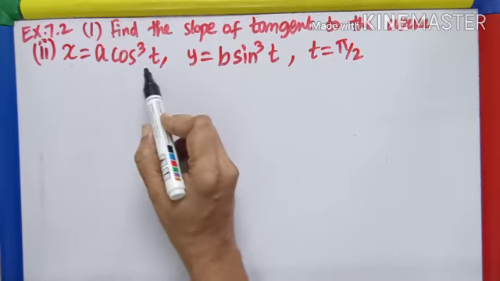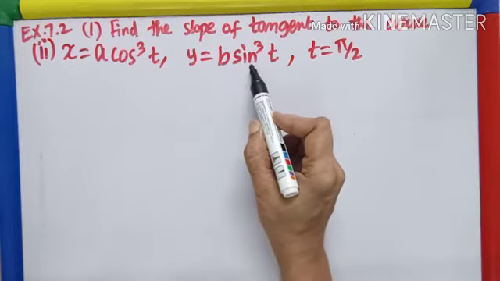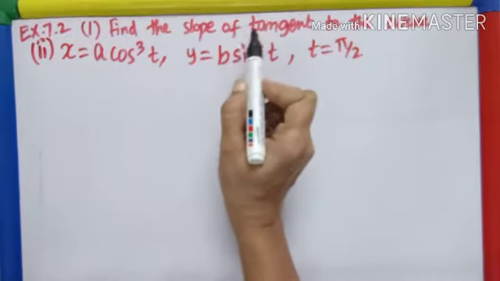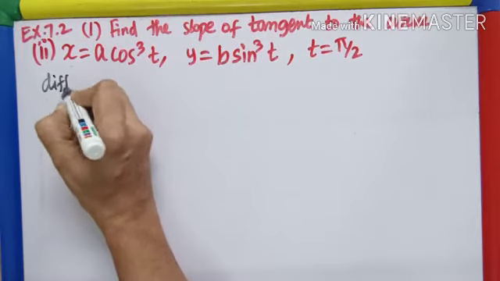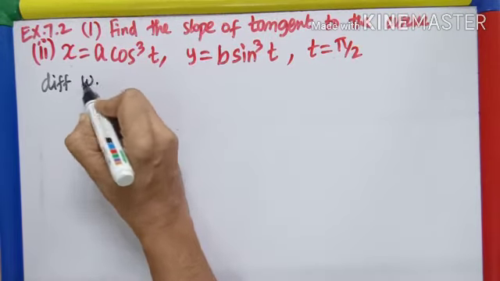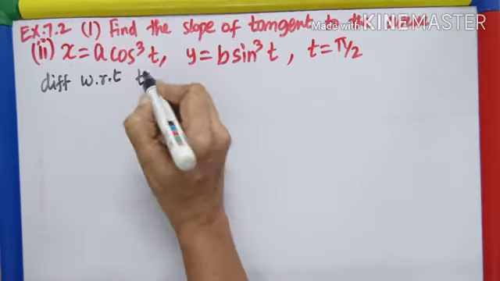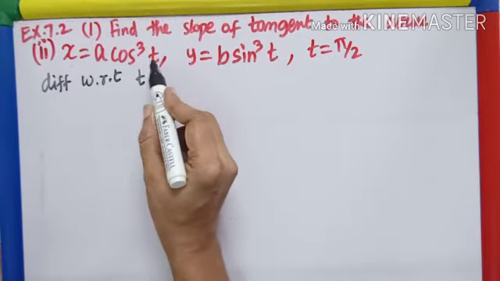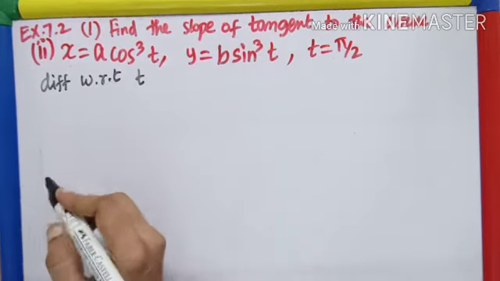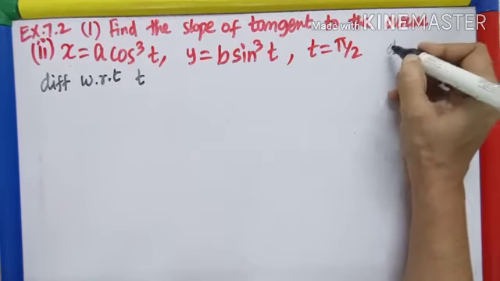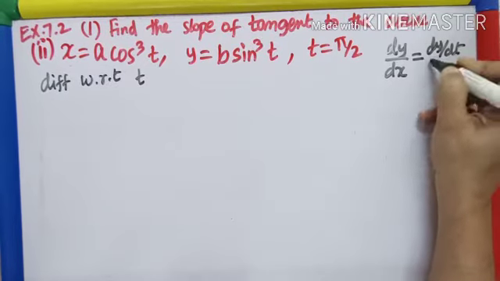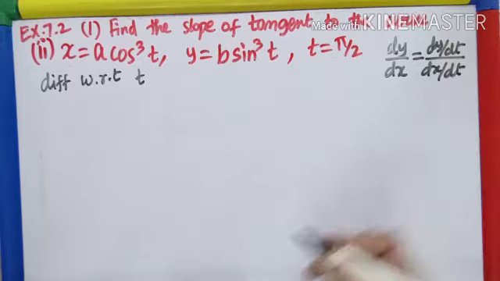Sub-question 2: x is equal to a cos cube t, y is equal to b sin cube t at t equals pi by 2. For slope of tangent, we need to differentiate. Here, I have t. So, we will differentiate with respect to t. So, I can find dx by dt. I can find dy by dt. But what is my question? dy by dx. So, how will you write dy by dx? It is nothing but dy by dt divided by dx by dt.